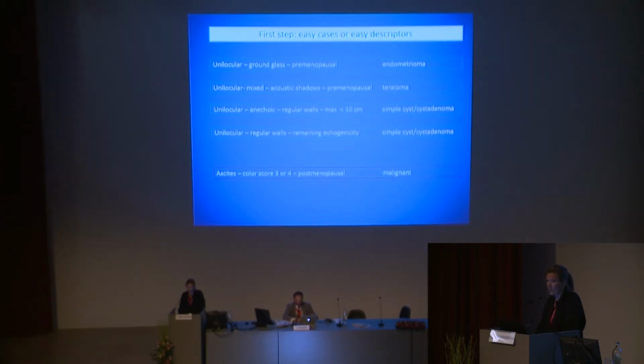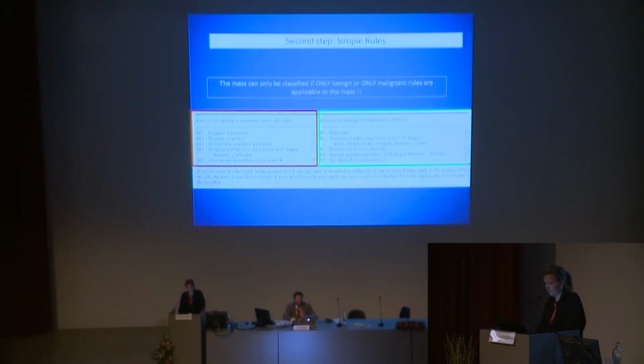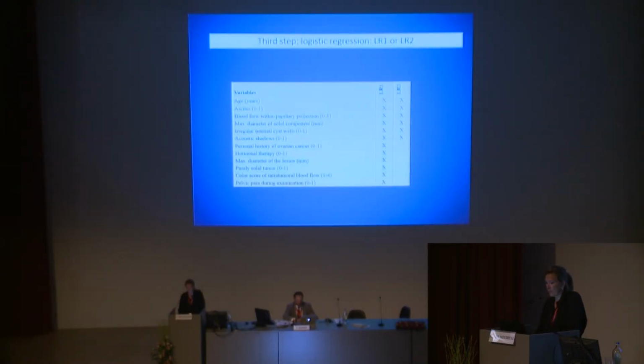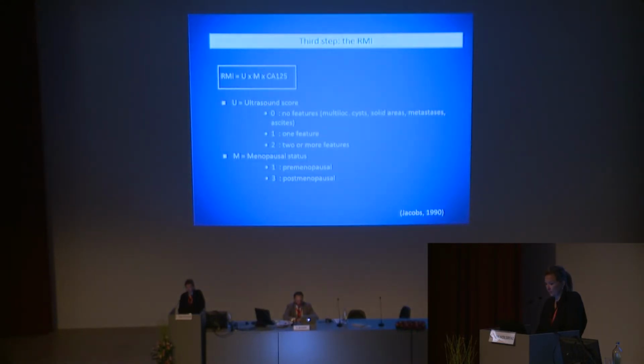But if you have a color score of 3 or 4 in your mass and the patient is postmenopausal, she's malignant. And if the patient is more than 50 years old and CA125 is higher than 100 units, the patient has a malignant mass as well. In the second step, you can use the simple rules, but the mass can only be classified if only the benign or the malignant rules are applicable to the mass. These are the rules to predict a malignant tumor, and these are the rules to predict a benign tumor. And as a third step, we can use LR1 or LR2, or we can use RMI.